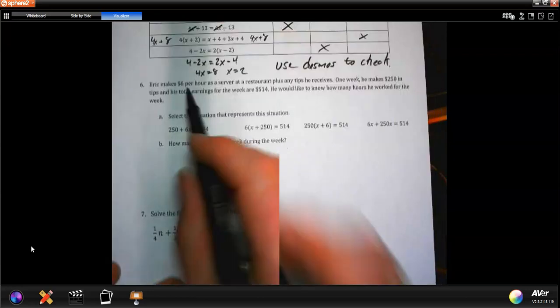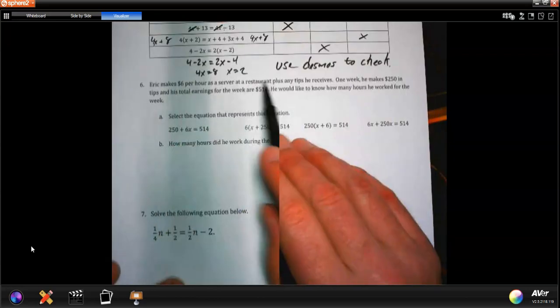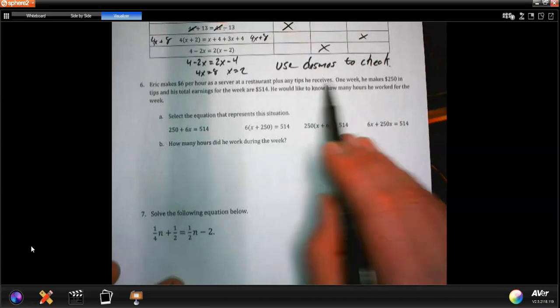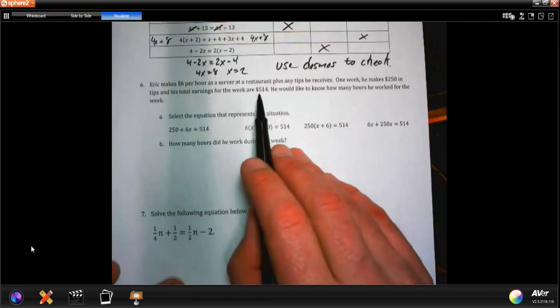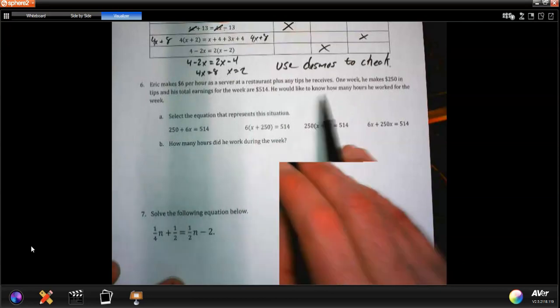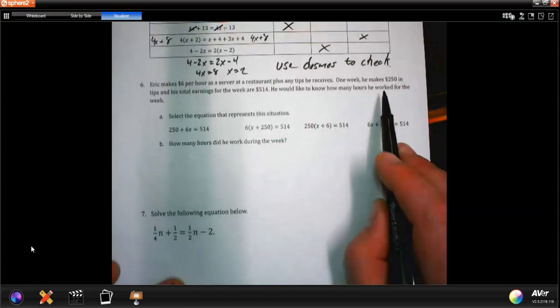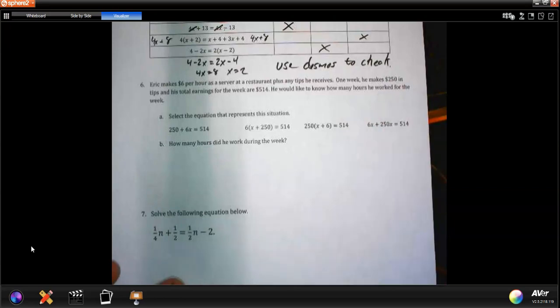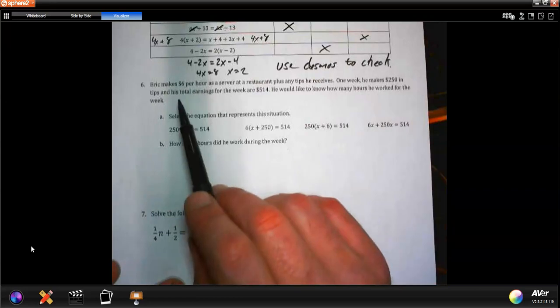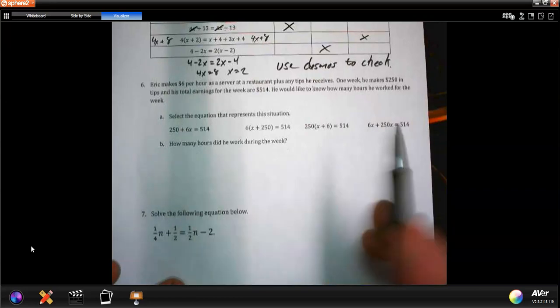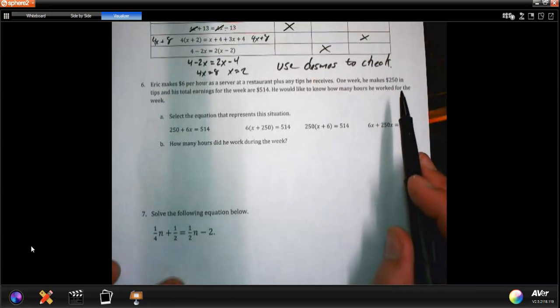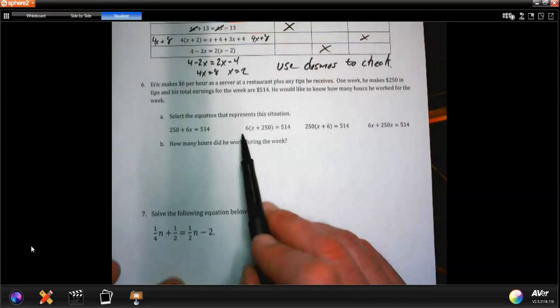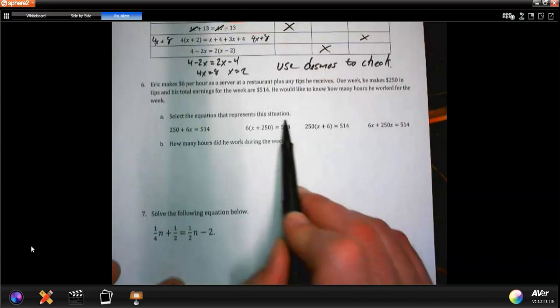Okay. Eric makes $6 per hour as a server at a restaurant plus tips he receives. One week he makes $250 in tips and his total earnings for the week are $514. He would like to know how many hours he worked for the week. Okay, so he made $6 per hour. We don't know how many hours he worked though. Right, so that's a 6x plus the $250.